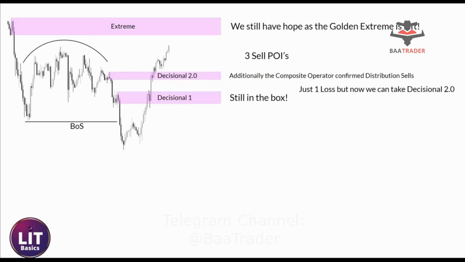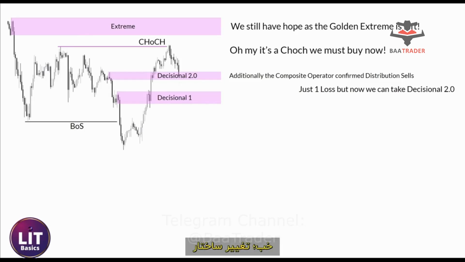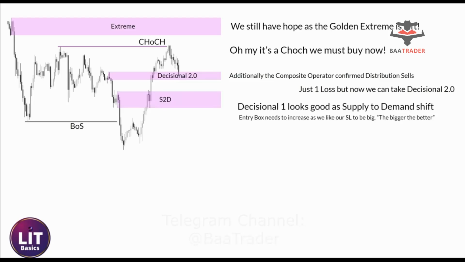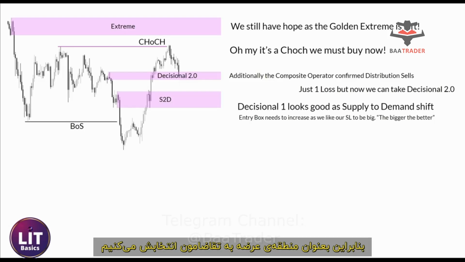Oh, no, it's not. So now we've got the extreme. But don't worry. Obviously the extreme will work. Oh, so, now the extreme hasn't been tapped. So we need to buy up to the extreme, of course. Decisional 1 looks good as supply to demand shift. So we'll take that as our supply to demand zone.